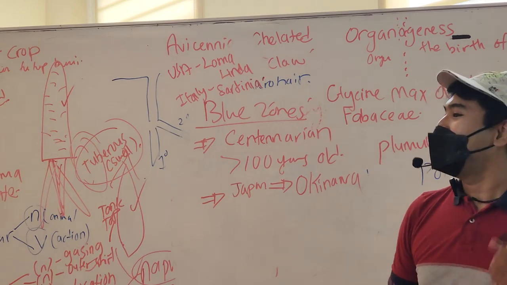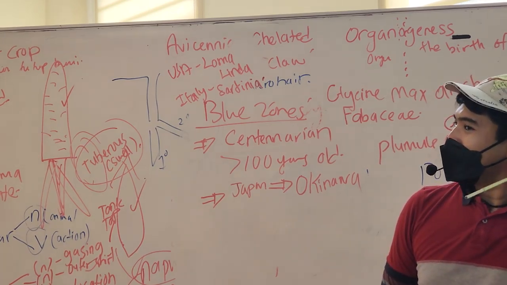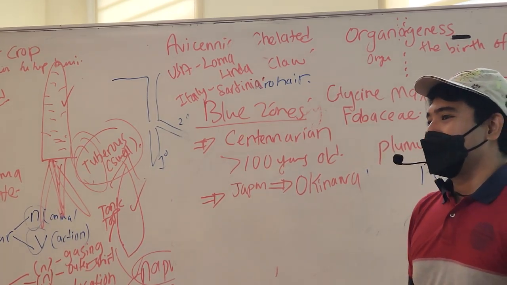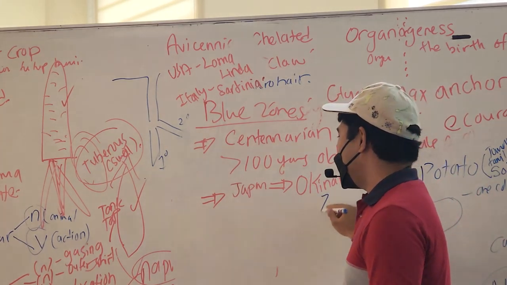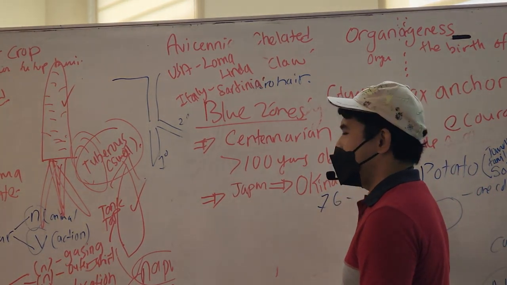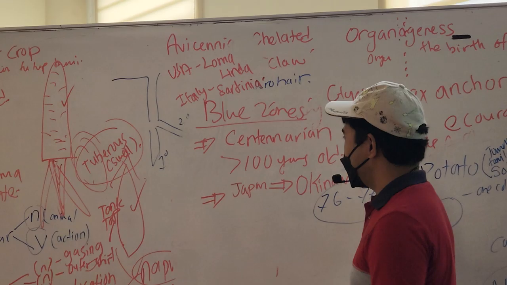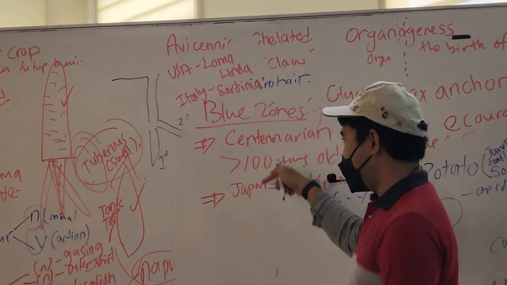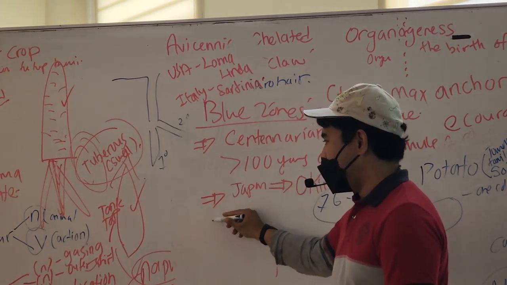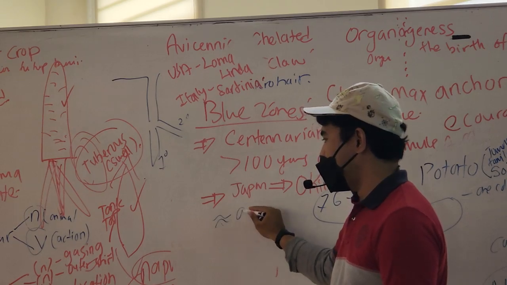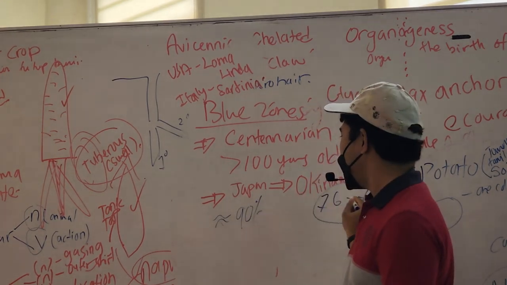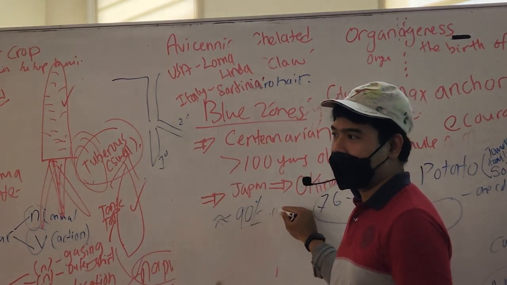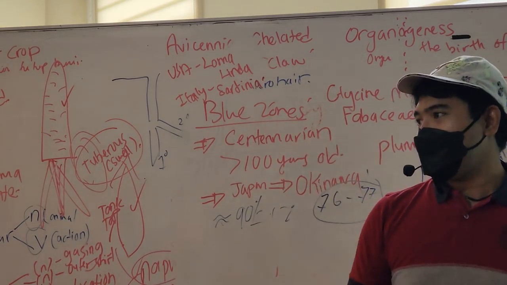What's the life expectancy for our country? I think it's about 76, 77. And these people, the whole Japan is about 90, almost 90. See, 12 years difference. Many things can be done in 12 years.